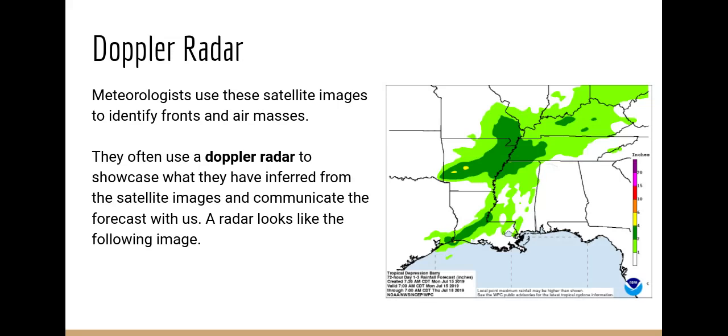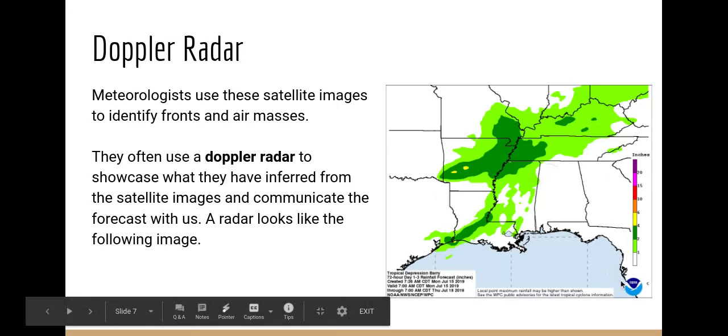So meteorologists use a Doppler radar, and this showcases what they have inferred from satellite images, and it communicates a forecast with us. A radar kind of looks like this, where we can see that this light green is showing where it's probably raining, but maybe not as much. In the dark green area, it's raining more, and then the yellow is raining the most.